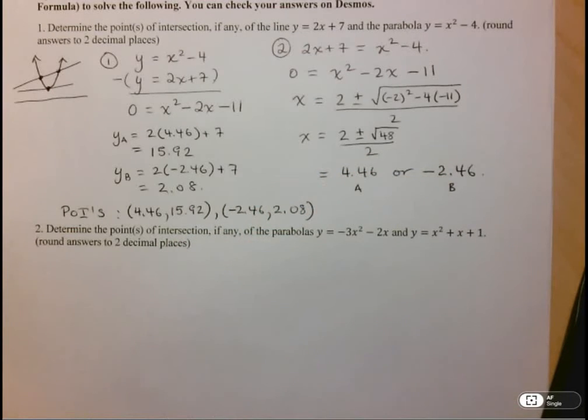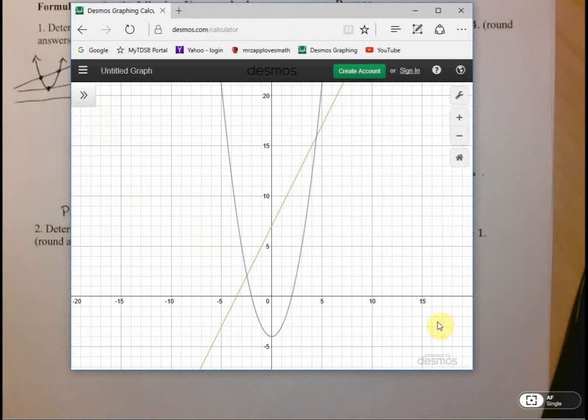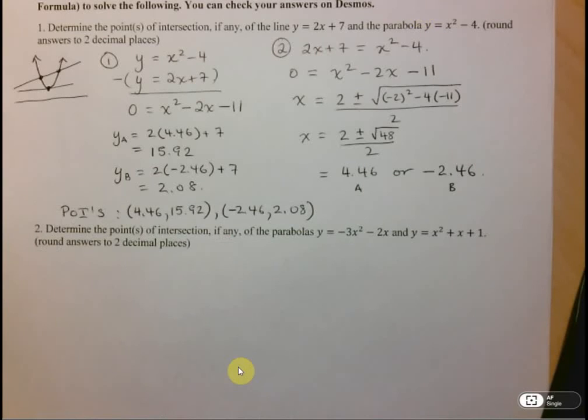Okay, and what I'll do here is, as I suggested, check with Desmos. So I've got Desmos here ready to go. Okay, so here we have the parabola and the line, and if we look for the point of intersection, we see negative 2.46 and 2.07. Well, we were close, 2.08. I guess it had to do with our approximation. And here, 4.46 and 15.92. Okay, so we got the correct answers there.